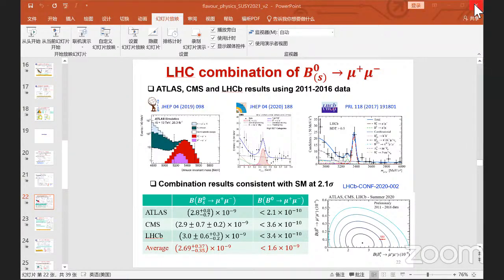For the Bs to mu mu branching ratio, do you have a new combination result of ATLAS, CMS, and LHCb? People are working on it, but it's not out yet. It's in progress. Okay. Thank you.